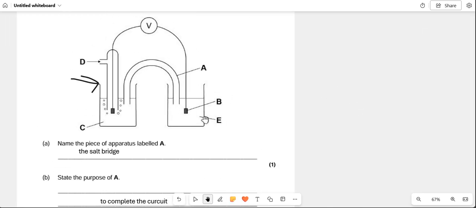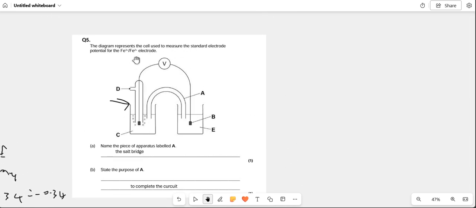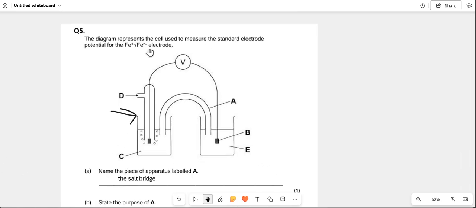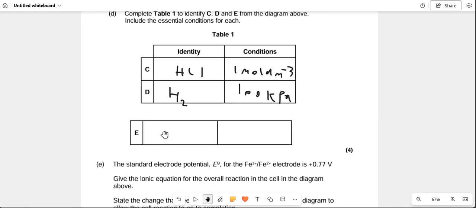Alright, E. E is the solution that's in there. Obviously, it's ions, so like Fe2 plus and Fe3 plus. That's what we're trying to do here: we're trying to find the potential for Fe3 plus to Fe2 plus. You can write Fe2 plus and Fe3 plus, but it's better to just think of a compound, so just FeCl2 and FeCl3. That's what's going to make the 2 plus and 3 plus.